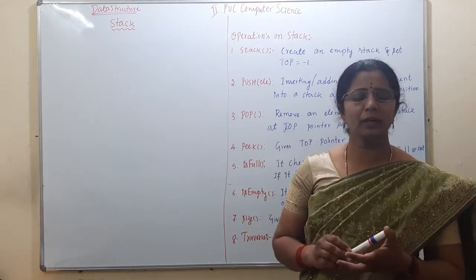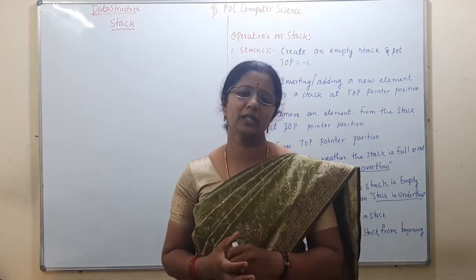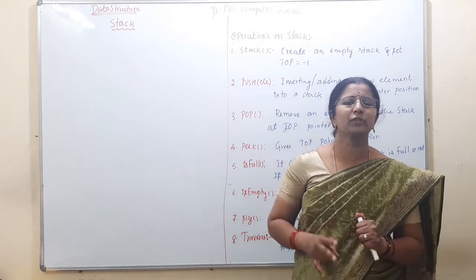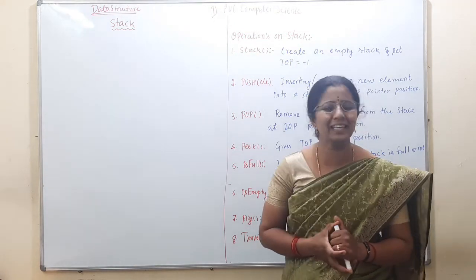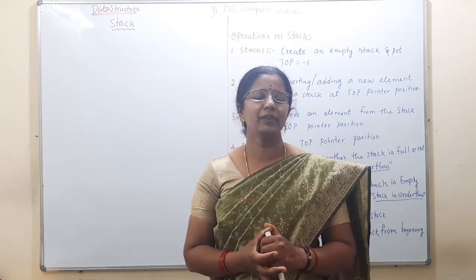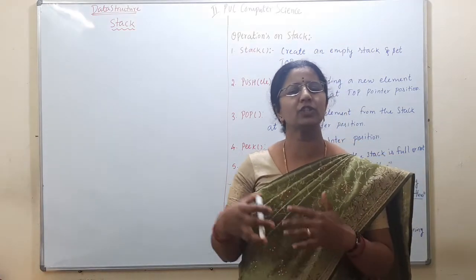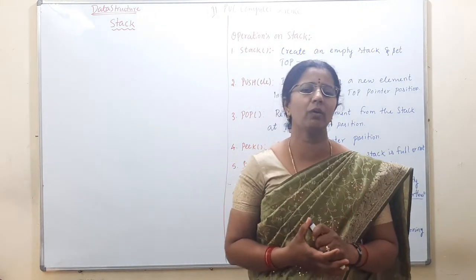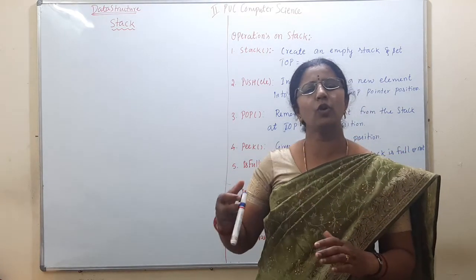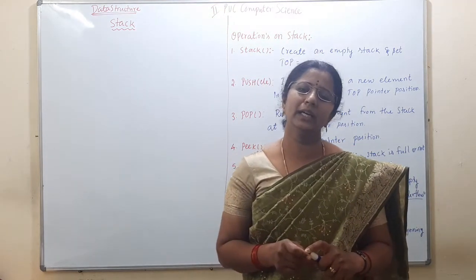Then come to non-primitive data structure. The data structures that are derived from the primitive data structures are called non-primitive data structures. There are two types of non-primitive data structure: linear data structure and non-linear data structure, which we have already discussed. The ordered collection of elements stored sequentially in the memory is called a linear data structure. The ordered collection of elements stored through links is called a non-linear data structure.